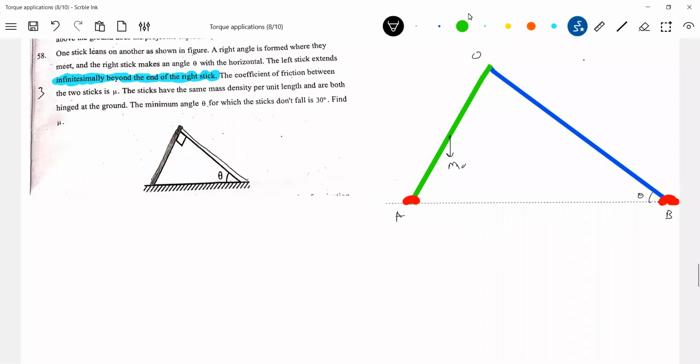So this is M1G. This is M2G. The center of mass of this will be here, and of this will be here. Then how to get the friction? This is the very interesting thing. Whose help should we take to get the friction? The equilibrium idea has to be taken here, no?